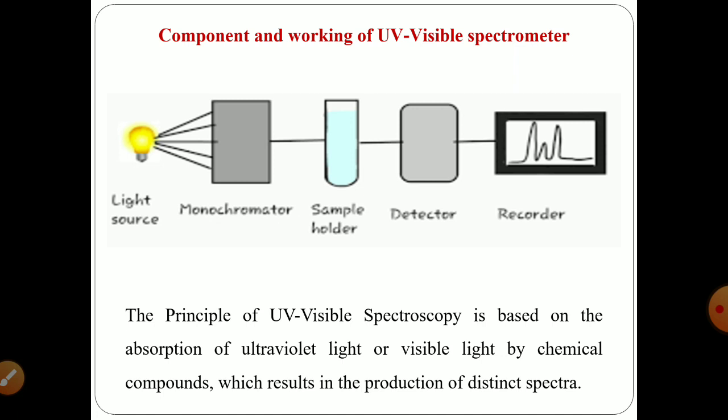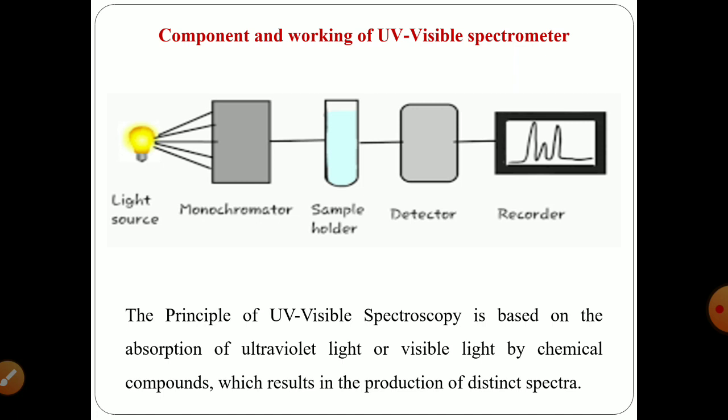Light source, like your deuterium lamp or your tungsten lamp, is responsible to emit ultraviolet rays in the range of 190 to 400 nanometer. Deuterium lamp emits light rays in the range of UV region, that is 190 to 400 nanometer, and the tungsten lamp emits the light rays in the visible region, that is between 400 to 800 nanometer.